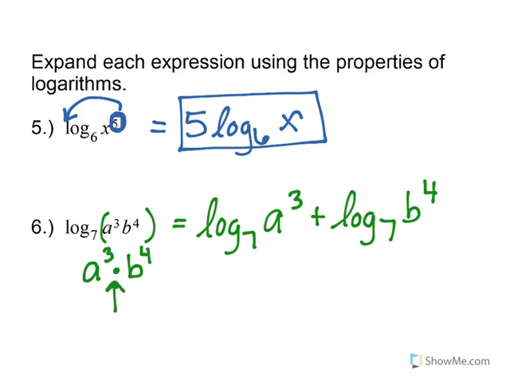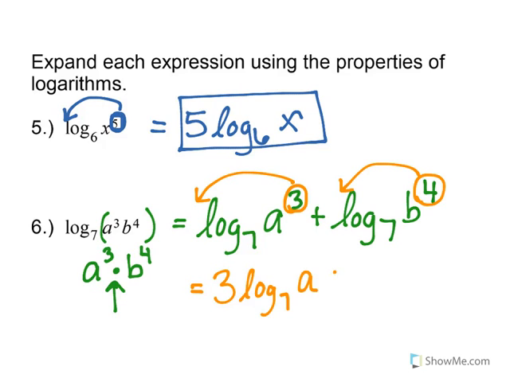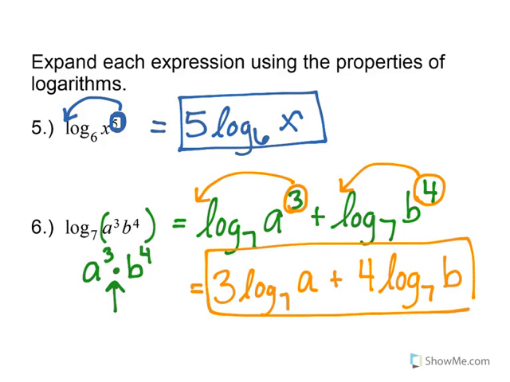The reason I could pull out the 5 in the first problem right away is because it applied to the entire inside. But when there are multiple exponents, you really need to split those apart first before you can pull the exponents out in front. But that is my next step. I have an exponent here that can get pulled out in front, and I have an exponent here that can be pulled out in front, okay? So now I'm going to have 3 log base 7 of a plus 4 log base 7 of b. And this is fully expanded. Expanded basically just means that you've split apart any products or quotients and you've also pulled out any appropriate exponents.